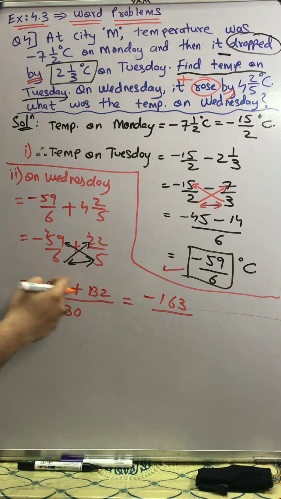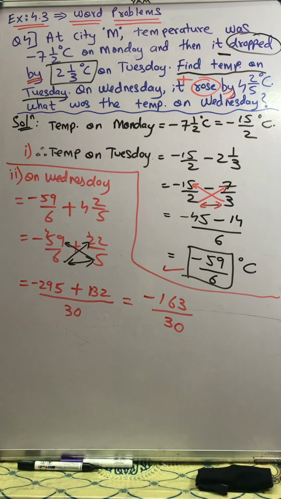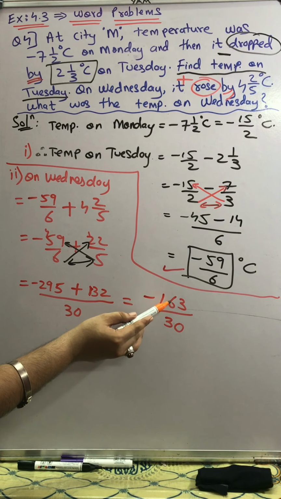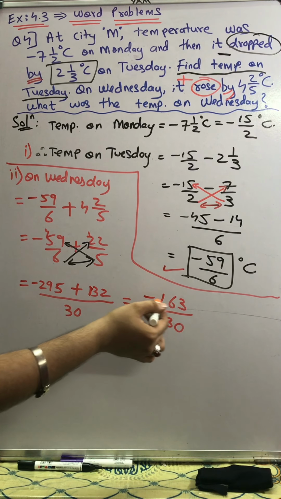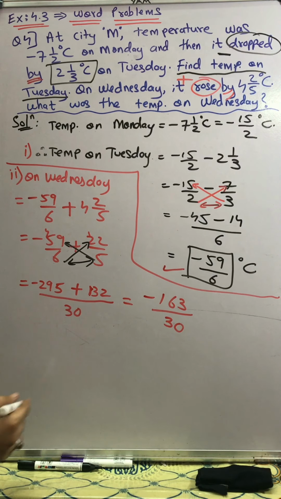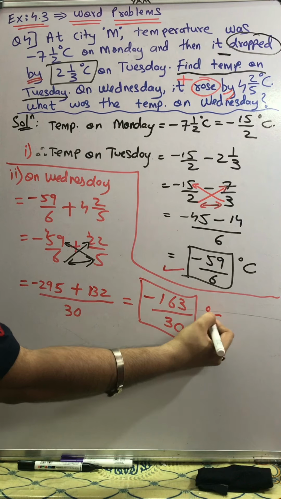All of you do this rough work. Upon 30. Okay students. Now if I add 1 plus 6 is 7 and 7 plus 3 is 10, and 10 is not going in 3. So that's the reason this 163 also will not go in 3. So our answer is minus 163 upon 30 degrees Celsius.